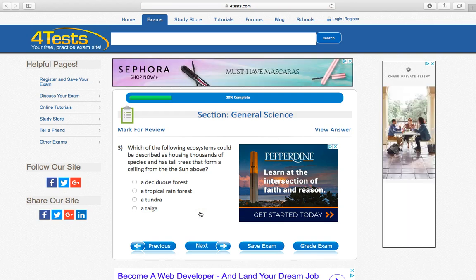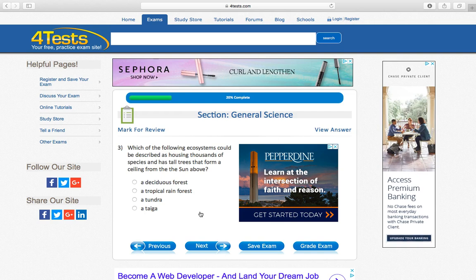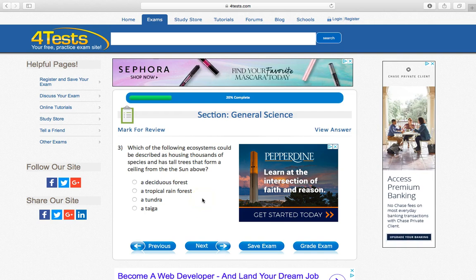Okay, we got an ecosystem question here with biomes. You don't have to know really any details of the biomes, but you would need to know what the basic characteristics are. Which of the following ecosystems could be described as housing thousands of species and has tall trees that form a ceiling from the sun above? As you look at these answer choices, we have deciduous forest, tropical rainforest, tundra, and taiga.